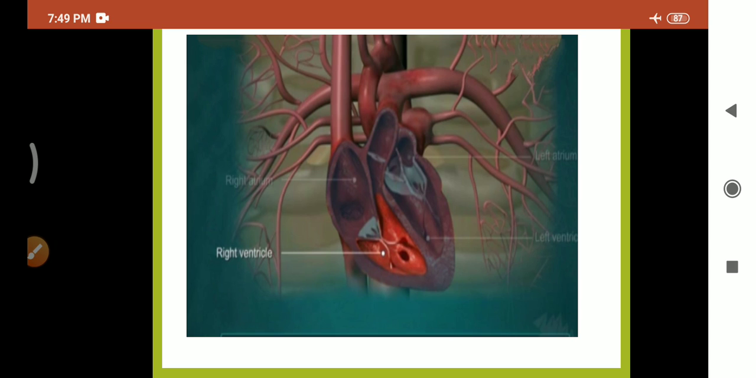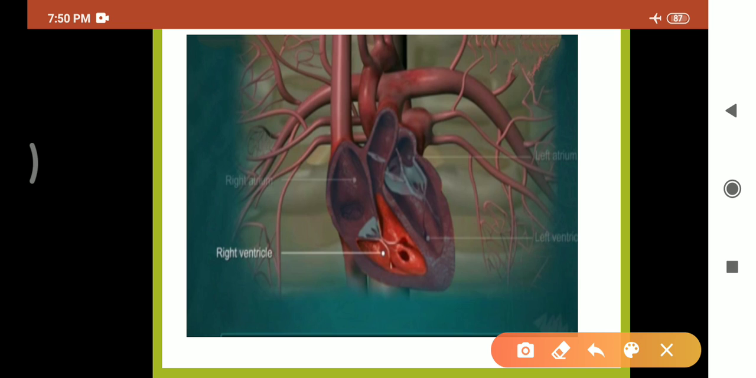And the next one is what is on the right side. Here it is the same: on the right side lies the upper chamber, the right atrium. Below this chamber lies the right ventricle. The lower chambers are larger and called the ventricles, and the upper chambers are smaller than the lower chambers and called the atrium.